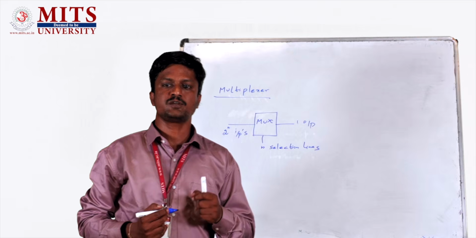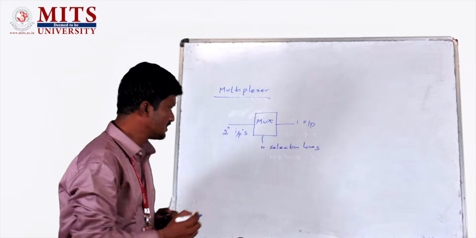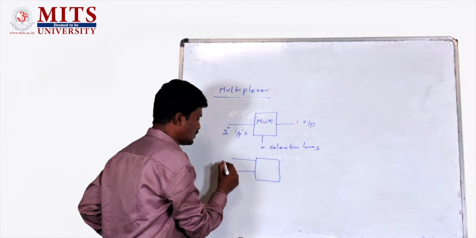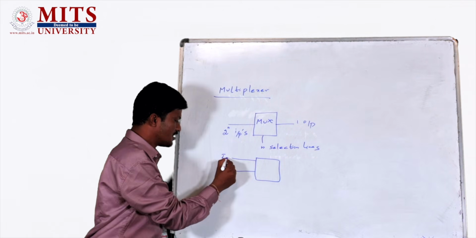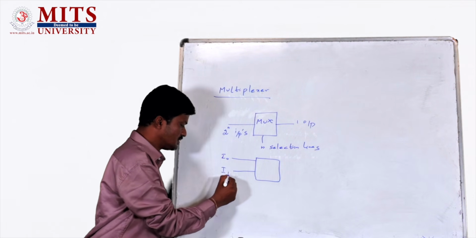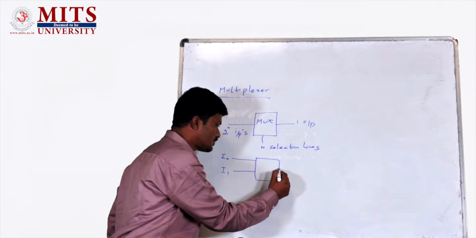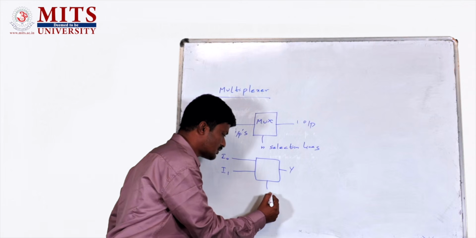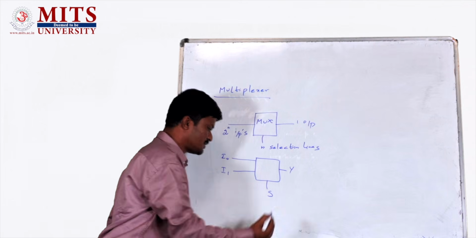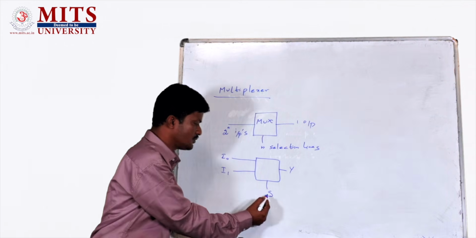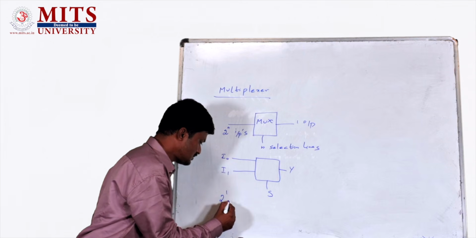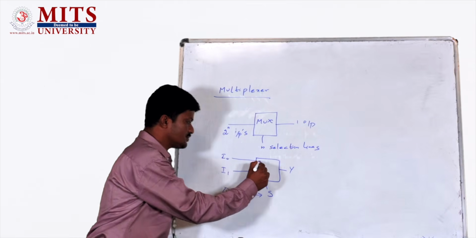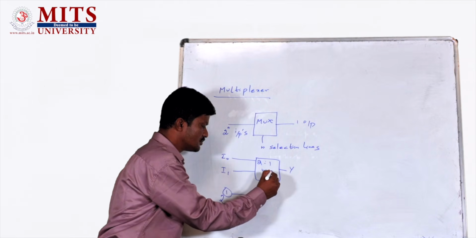For example, we are going to discuss the 2:1 MUX. Then the number of data inputs is 2. I can name them I naught and I1. One output, so I can name it as Y, and the number of selection lines is 1, so I name it as S. Because it is 2 power 1, where 1 is the number of selection lines. So this will be the size of the 2:1 MUX.